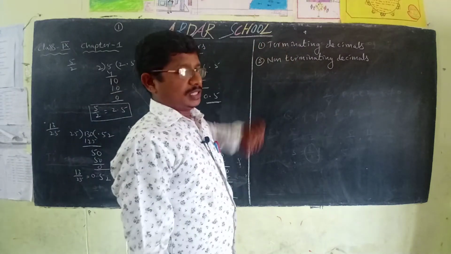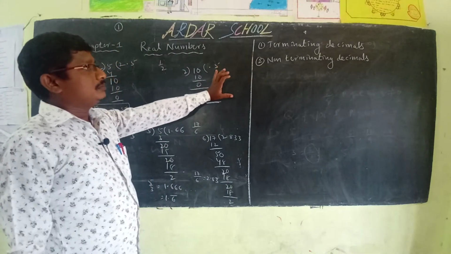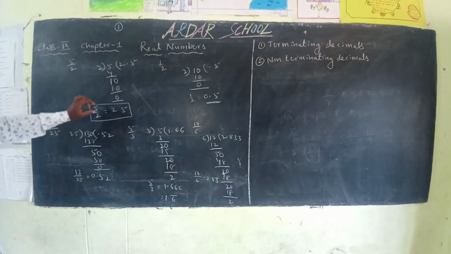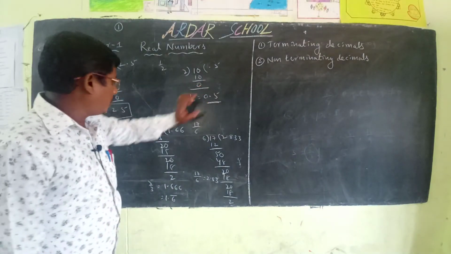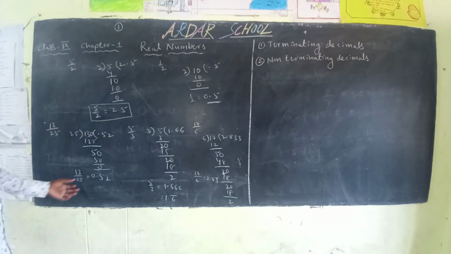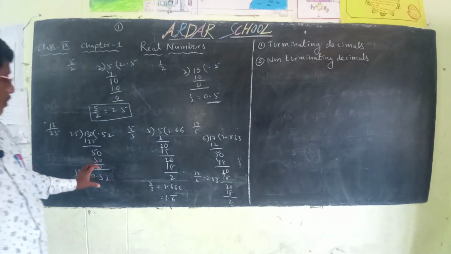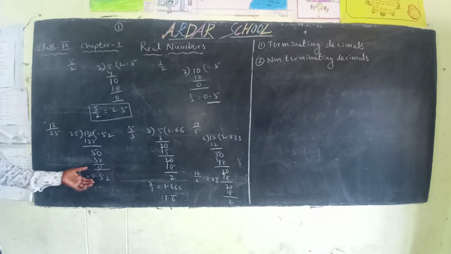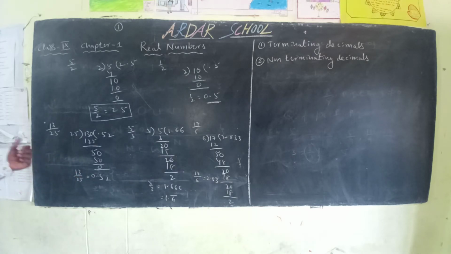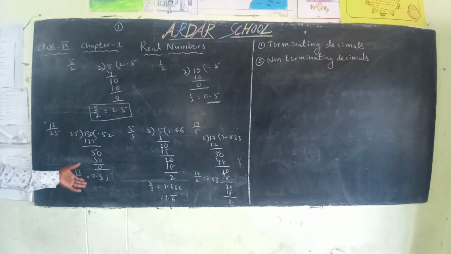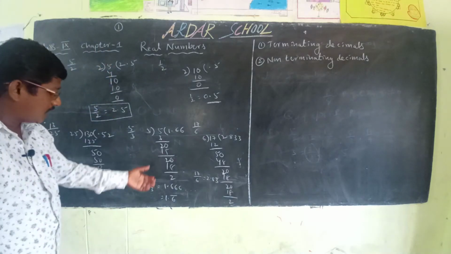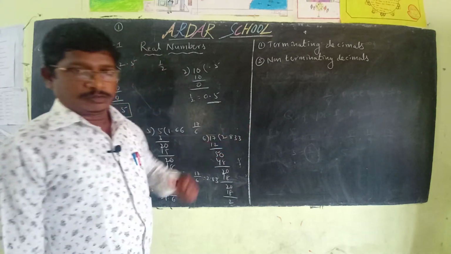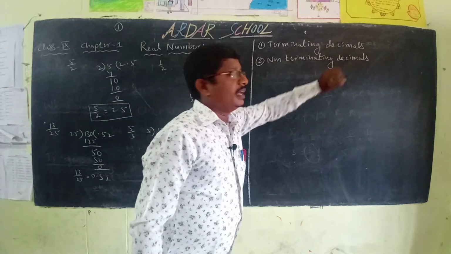So what are terminating decimals? Terminating decimals are those numbers, for example 2.5, 0.5, 0.52. These decimals come to an end after a few digits after the decimal point. These are terminating decimals. In this case, 1.6 bar and 2.83 bar are continuous divisions. So these are called non-terminating decimals.